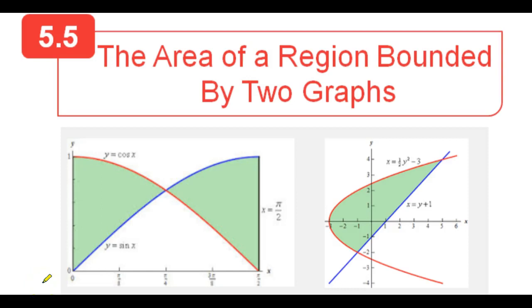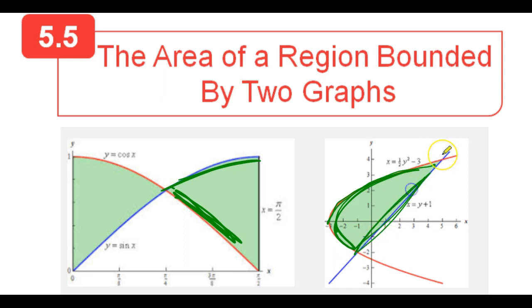Welcome to Business Calculus, Chapter 5, Section 5. Today we're going to learn the area of a region bounded by two graphs, and we're going to learn that all you need to do is take the upper curve and subtract off the lower curve. It doesn't matter what it looks like. Here's the upper curve in red, here's the lower curve in blue, and it's always upper minus lower.